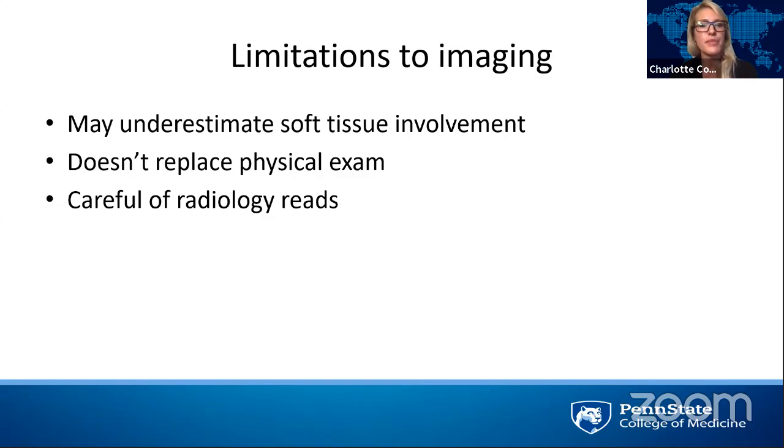And as people are transitioning to virtual platforms, this is really a great way to discuss their imaging with them over a virtual platform, but it is worthwhile to bring them into clinic and actually do a physical exam on them.